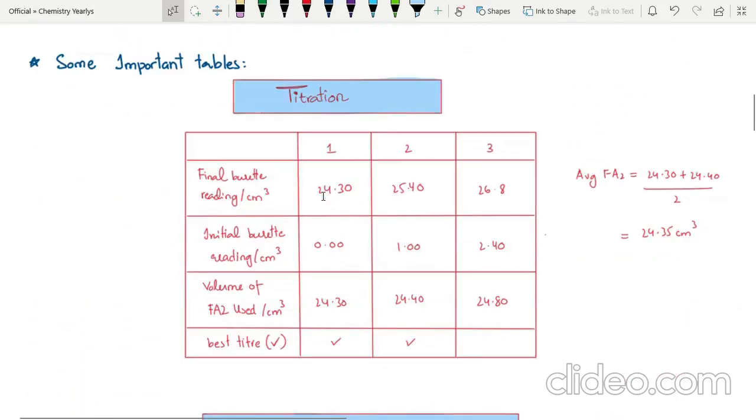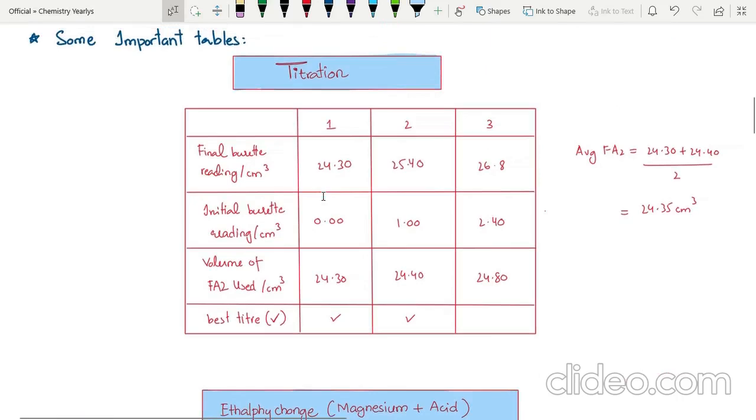Now we'll be moving into some of the important tables that you encounter in your papers. The first one mostly comes in question ones, because question ones are mostly related to titration. The titration table should look like this. We have to take three readings, but you can also include the rough titre, and it is more reliable if you take four readings, including the rough titre.